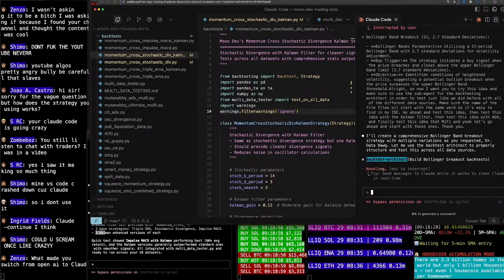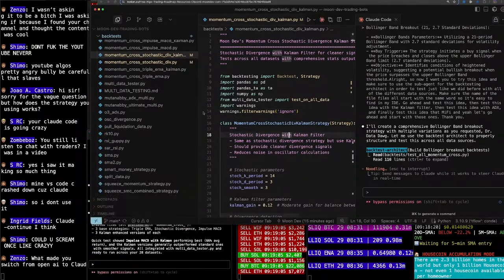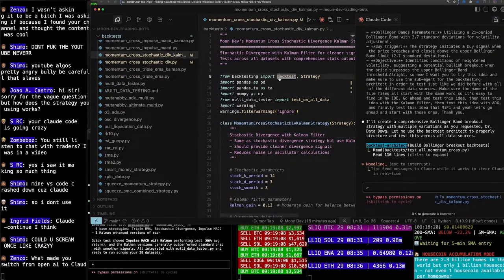Okay, so now let's backtest these strategies because it did break. So 3 Kalmans. They're all started with momentum cross. Okay, I think we stopped here.